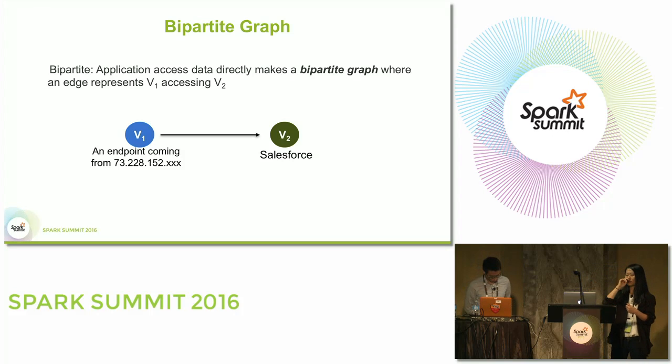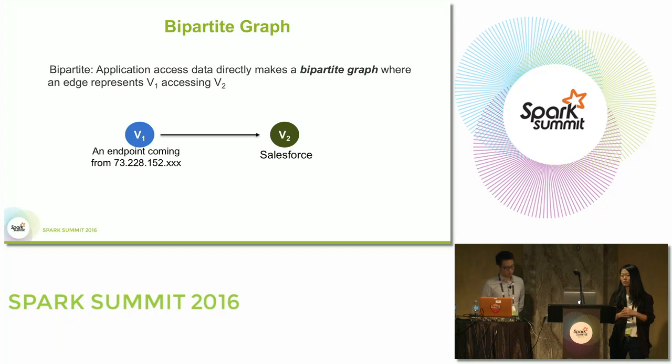So in our use case, we represent our data, primarily application access data, as a bipartite graph. And for those who do not know, a bipartite graph is a graph where you can divide your vertices into two disjoint sets, and the connections can only happen between nodes from one set to the other set, but never in between.